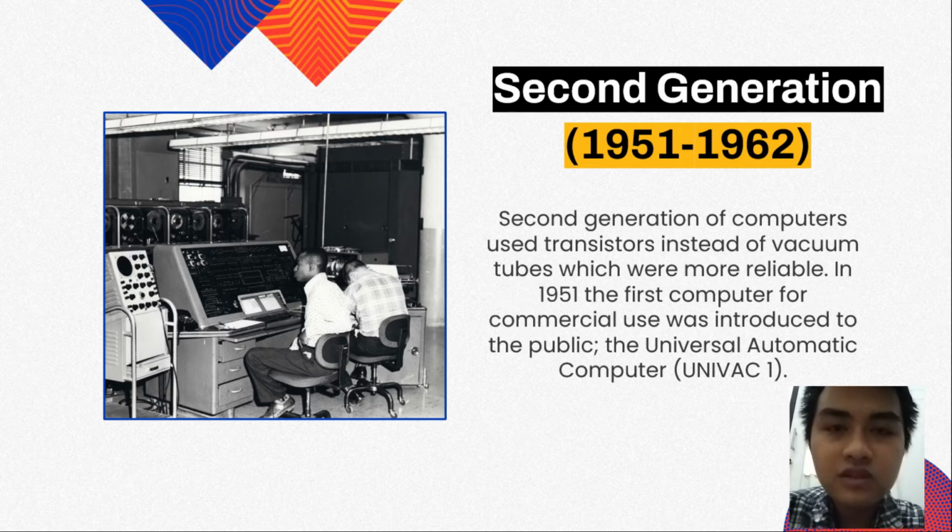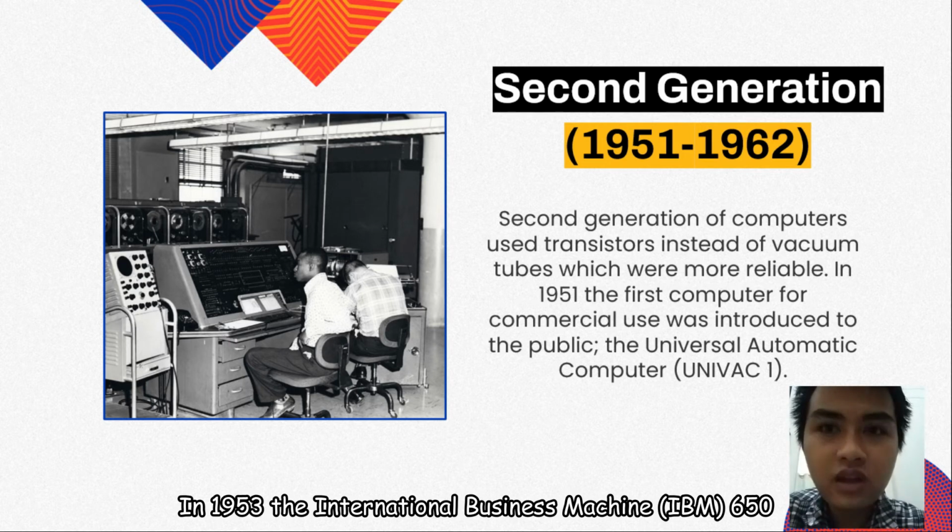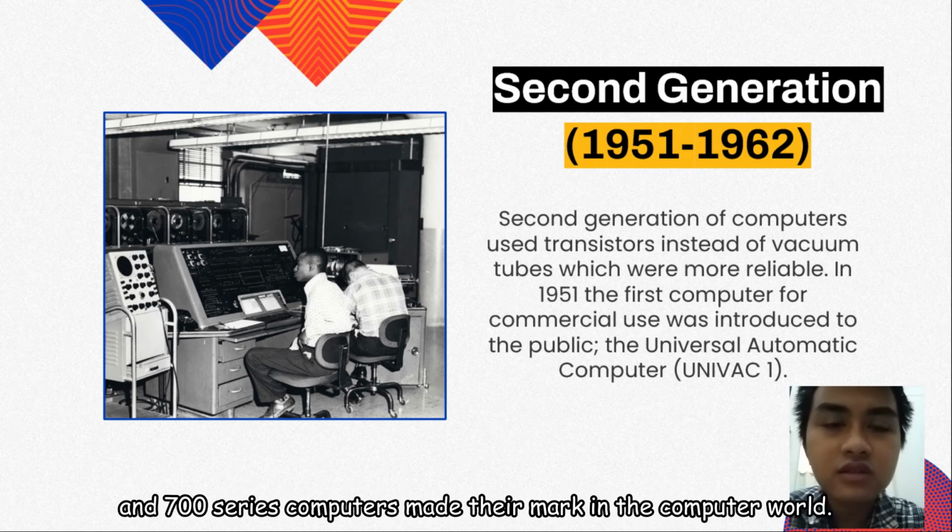In 1951, the first computer for commercial use was introduced to the public, the Universal Automatic Computer or UNIVAC 1. In 1953, the International Business Machines IBM 650 and 700 series computers made their mark in the computer world.